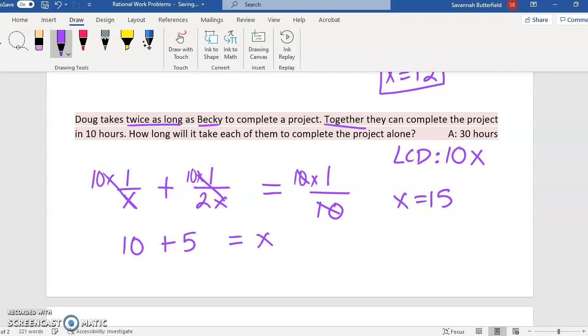So Becky is 15. 2x, which is Doug, is 30. So this answer of 30 is Doug's time. Becky should be 15. I apologize, I left that off. So Doug is 30. Becky is 15.